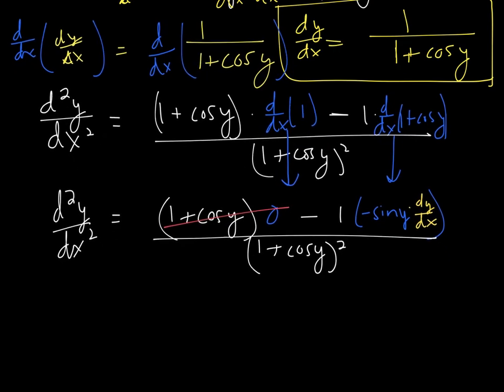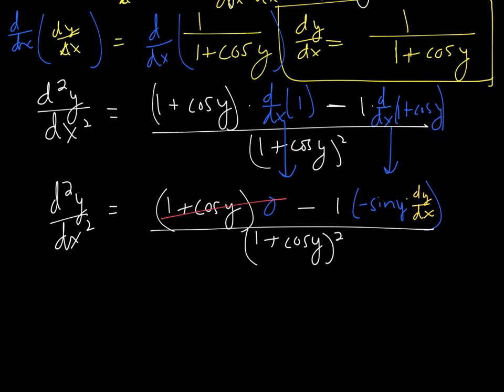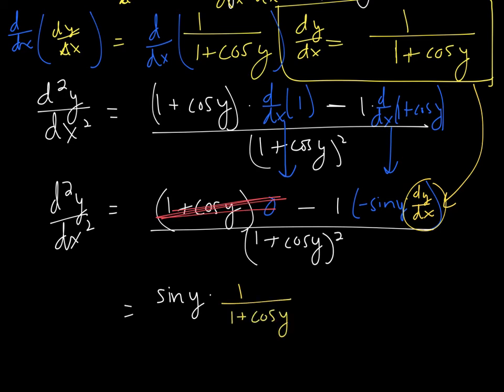And if I can move this, so we've got this part here is gone because that's all 0. If I simplify what I have after that, it looks like I've got negative 1 times negative sine y, so that's going to be a positive sine y, times my dy/dx, and I'm going to go ahead and make my substitution for dy/dx of 1 over 1 plus cosine y. And then I've got my denominator of 1 plus cosine y squared.